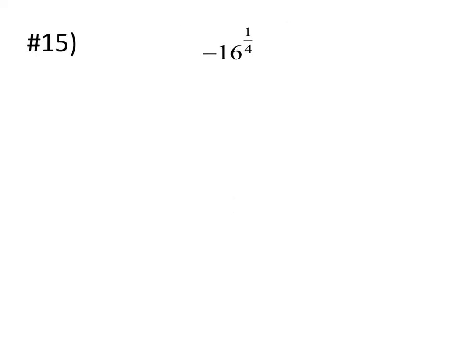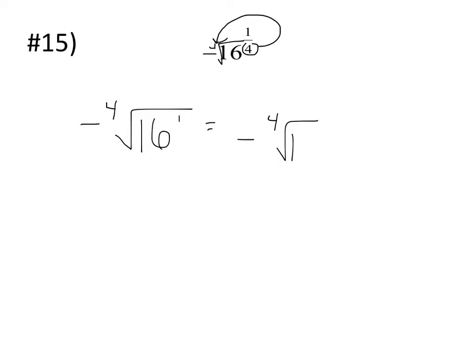Alright, be careful here. This one also can be very tricky. In this case, just the 16 is being raised to the 1/4 power. This negative is not. So when I take this exponent and swing it around front and put my radical here, that negative is going to be on the outside. So it's negative the 4th root of 16 to the first power, which is negative the 4th root of 16.